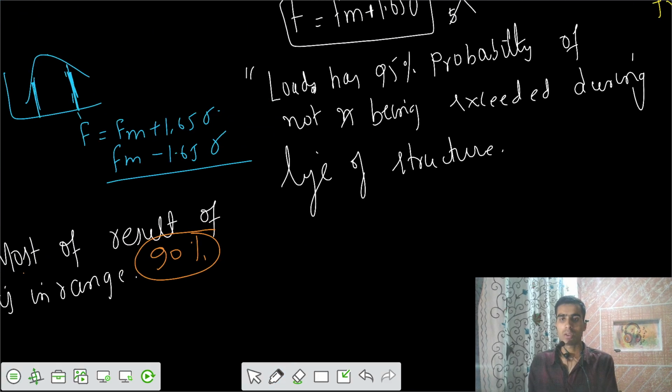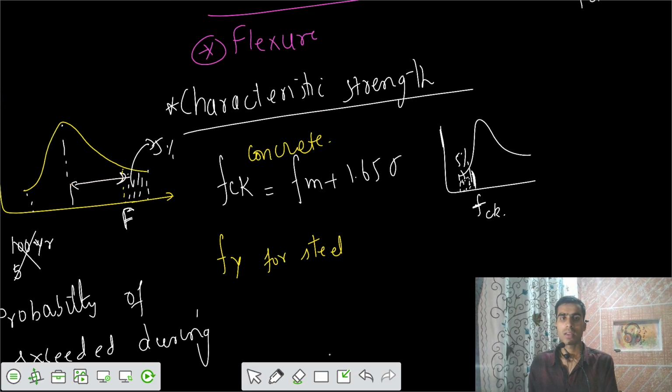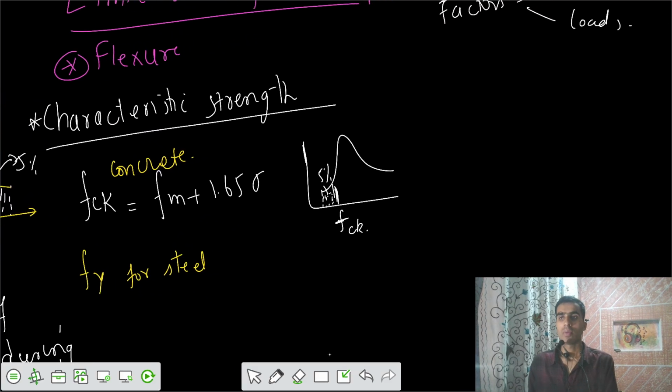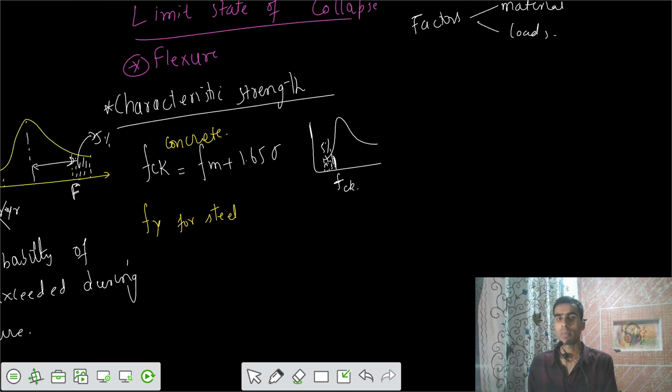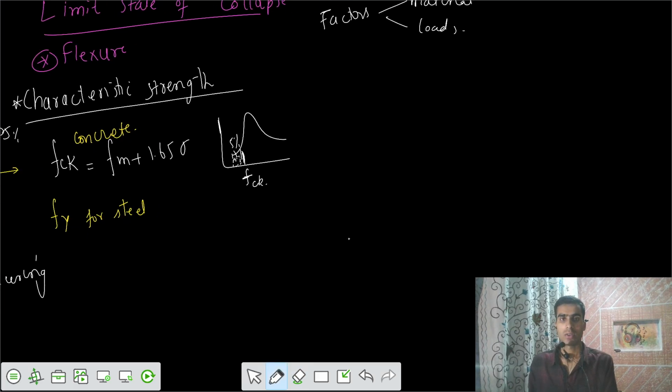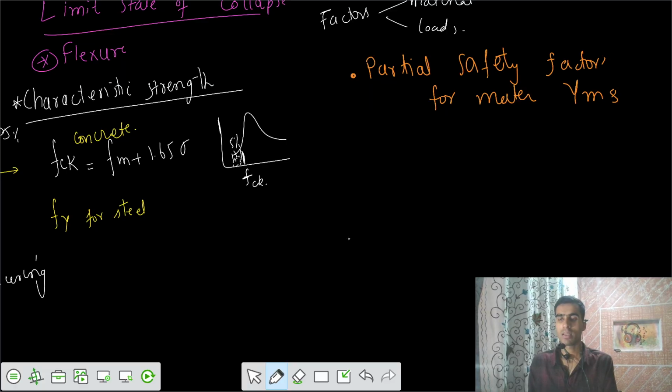Once we talk about material strength, characteristic strength, we are not directly going to the characteristic strength, we are applying some factor of safety here. That's why the first one is partial safety factors for materials. We write gamma m for materials. This is the partial safety factor for material strength.